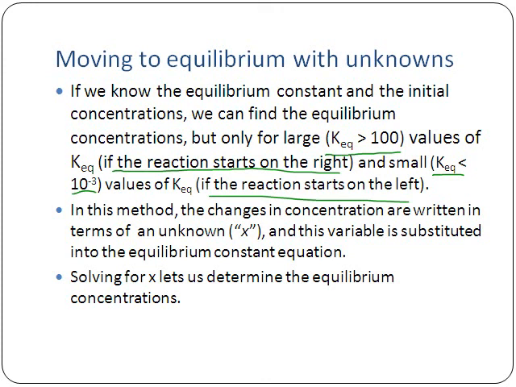In this method, the changes in concentration are written in terms of an unknown, x, because we do not know what the equilibrium concentration is, so we can't find numbers for any of the changes, but we can write them in terms of our unknown x. This variable will be substituted into the equilibrium constant equation. So we find the equilibrium concentrations in terms of x, put them into KEQ, and solve for x. Solving for x lets us determine the equilibrium concentrations.